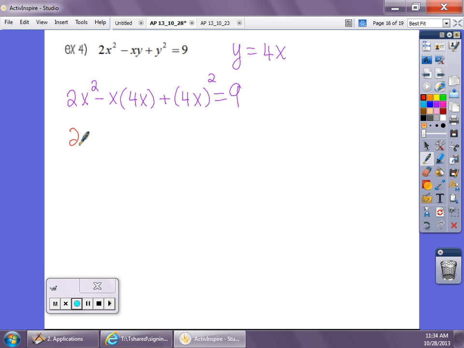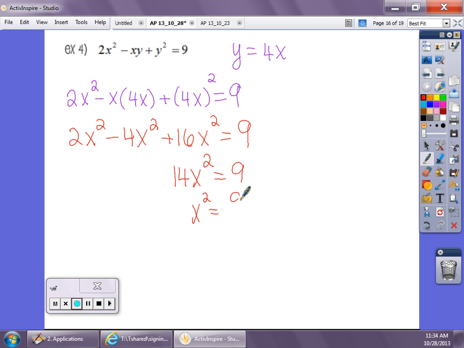So 2x squared minus 4x squared plus 16x squared equals 9. How many x squareds do I have? I think 14x squareds equal 9. x squared equals 9 over 14.